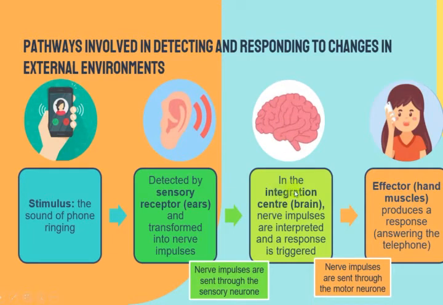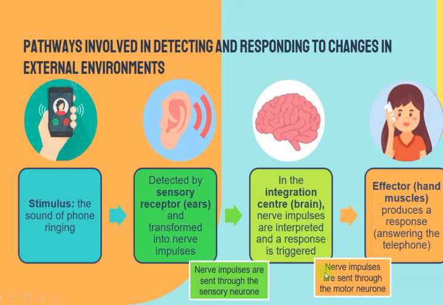And then what happens in the brain? The brain will translate the impulse, translate the information, and the nerve impulse is interpreted and a response is triggered. So now the brain will determine what the appropriate response is to be carried out.